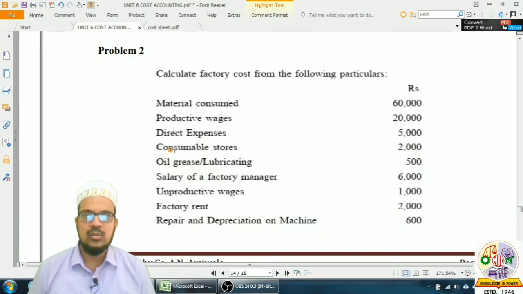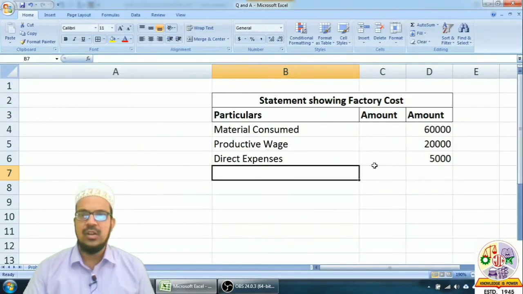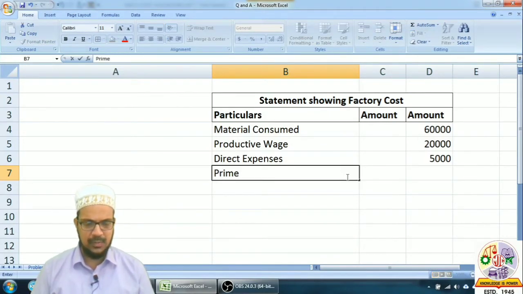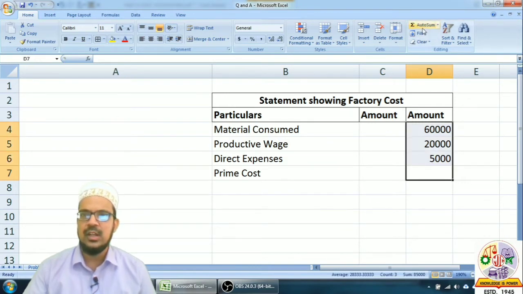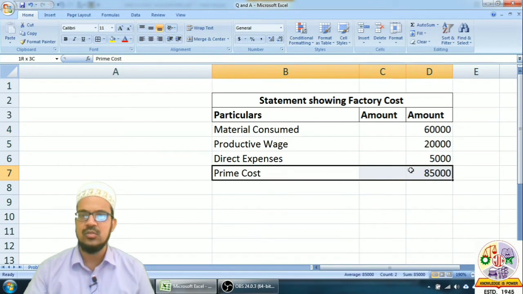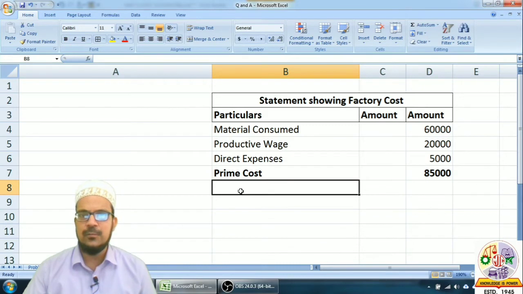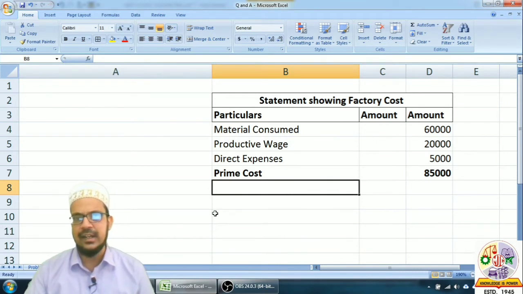So we have entered the value of direct material, direct wages and direct expenses. All these 3 things form the prime cost. So I will write over here prime cost and take a total of all these things, 60,000 plus 20,000 plus 5,000, it will come to 85,000. So prime cost is 85,000. Now we need to find out the factory cost. So for factory cost we will add factory overheads or indirect material, indirect wages and indirect expenses.